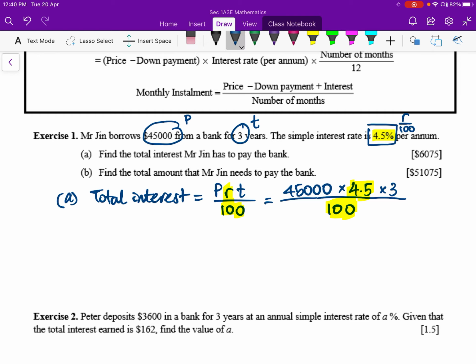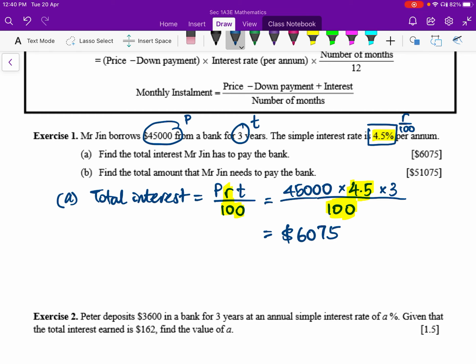Okay, now calculate all this. It's just a matter of pressing the calculator. Have you done it already? How much? 6075. Okay, thank you. So the total interest is 6075. So for borrowing that amount, $45,000, he has to pay $6,075 as interest. This is the cost of borrowing the money. So he will not see this $6,075.